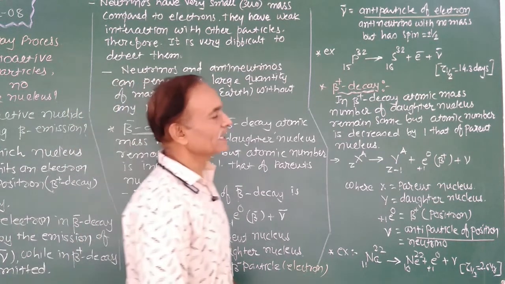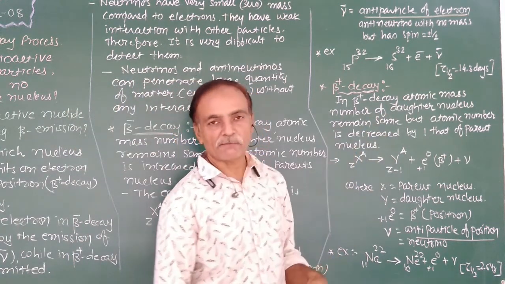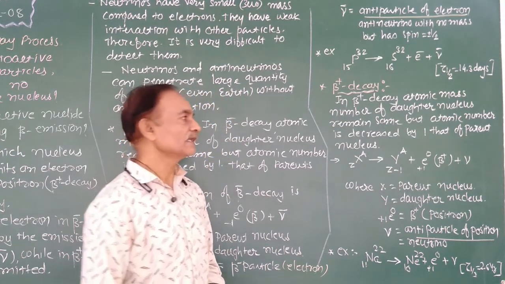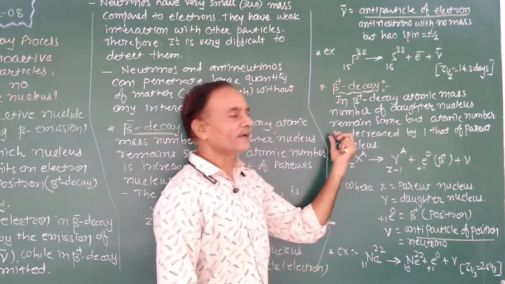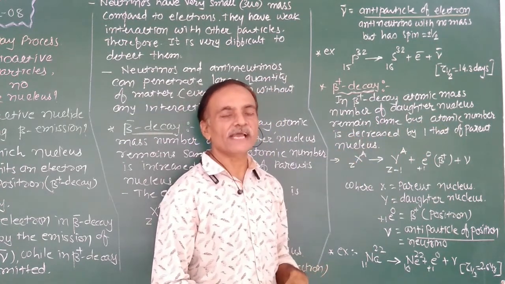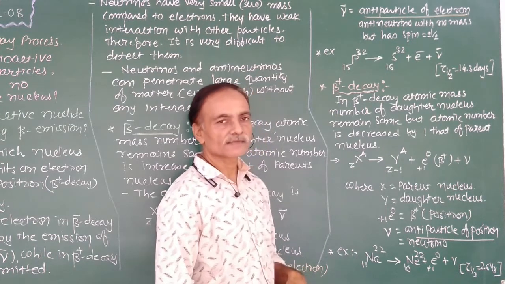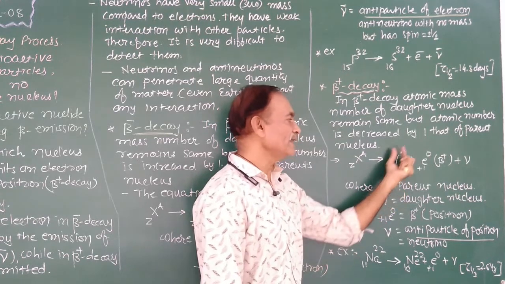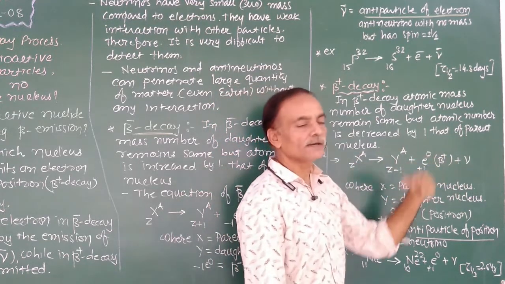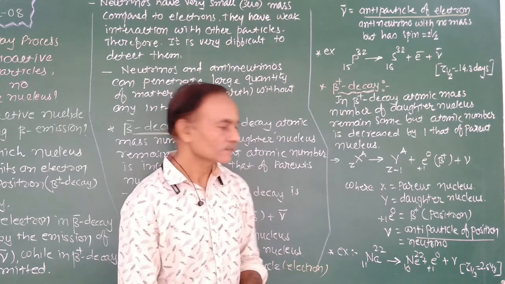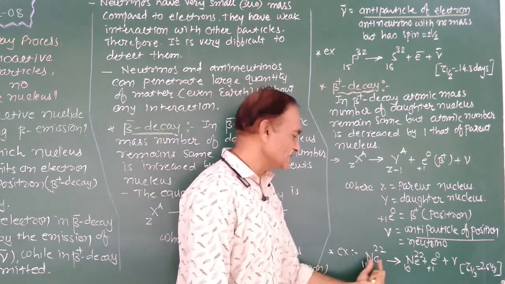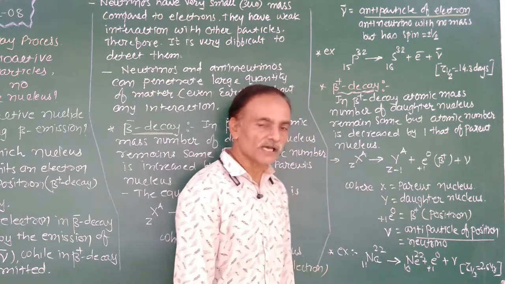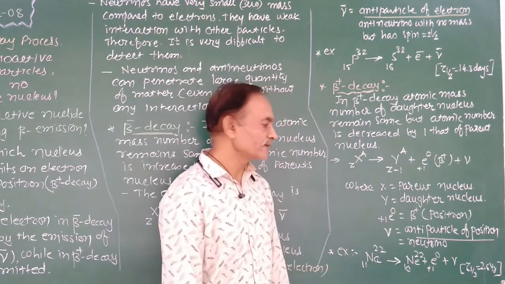Again, the beta plus decay. In beta plus decay, the mass number of the daughter nucleus remains unchanged, that means it remains the same, but the atomic number is decreased by 1 compared to the parent nucleus. The general equation is X(Z, A) converts into Y(Z-1, A) plus a positron plus a neutrino. And the example is sodium-22 converting into neon-22 plus a positron plus a neutrino.